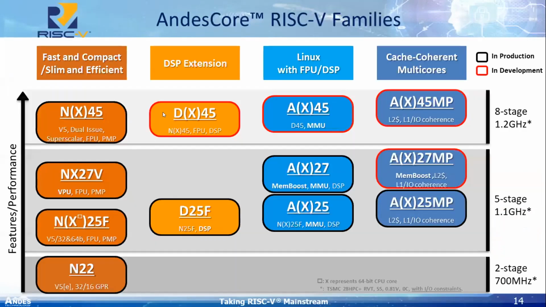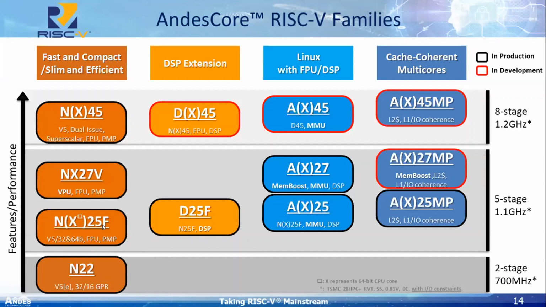All right, let's have a short look at our roadmap. As you can see, it's quite comprehensive. We are starting with our N22 on the left lower side. It is a two-stage controller. On the right side, the frequencies you see are worst case frequencies in the TSMC 28 HPC plus process, up to 700 megahertz, for a two-stage controller.